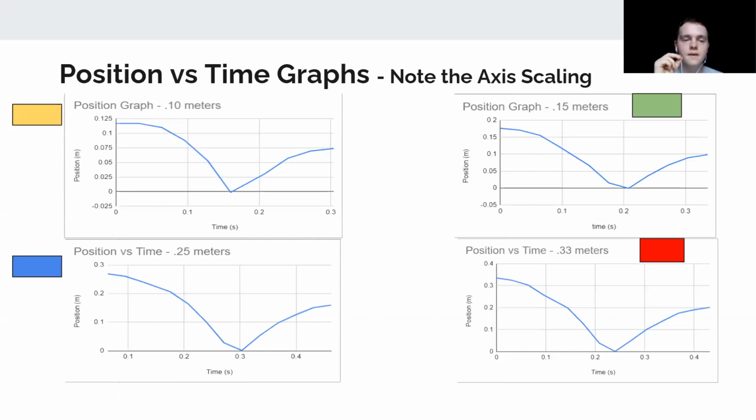Here we have the position versus time graphs for all 4 trials. The graphs show the position of the ball at a specific point in time. As the ball is reaching the origin, you can see that it is increasing speed, and after the bounce, you can see the ball decreasing speed as it heads towards its max height.